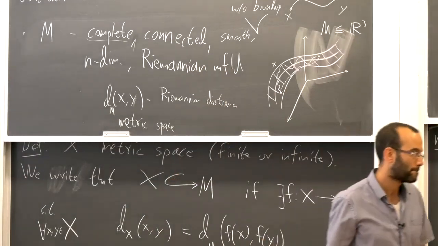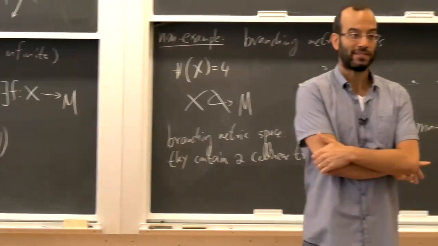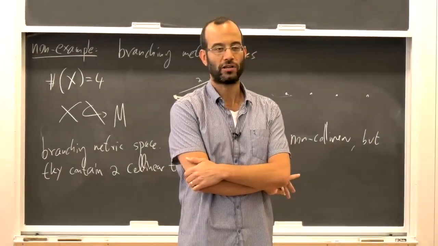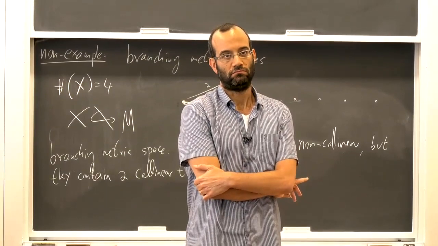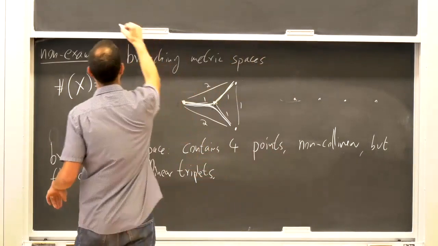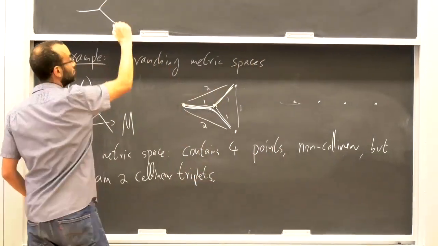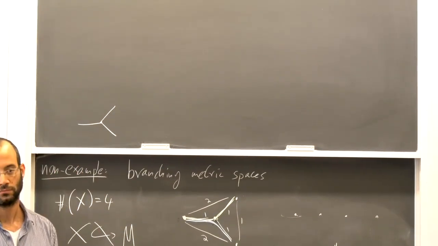Sure, yeah. So we look at embedding into a Riemannian manifold. If you have a C0 Riemannian manifold, can you get branching examples? I don't know. So would you call this thing a Riemannian manifold? If so, then yes, sure. If this is a Riemannian manifold, then this is a branching Riemannian manifold.